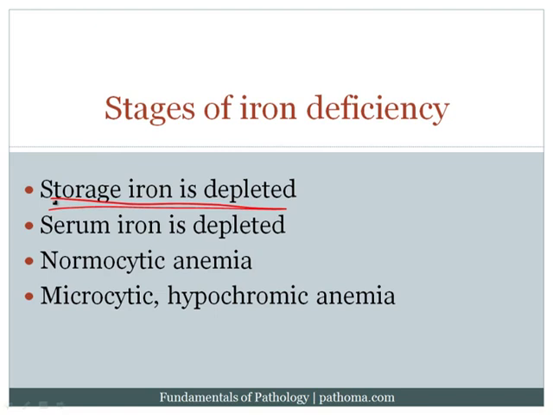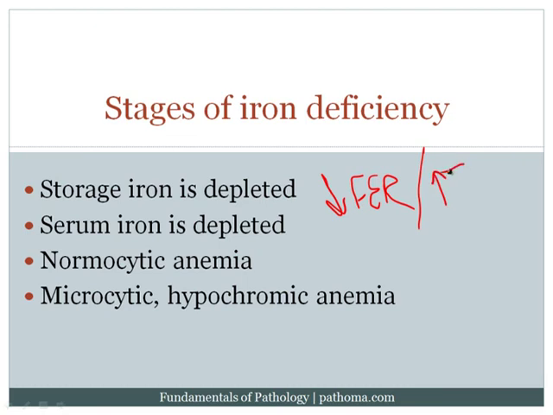Now recall, what is the measure of storage iron? Ferritin. Ferritin tells you how much iron is stored in the body. Now, when the storage iron is depleted, what is going to happen to the serum ferritin? Then the serum ferritin is going to go down, correct? Because the storage iron is being consumed. And as the serum ferritin goes down, one of the other things to bear in mind is that always opposite of what ferritin does is TIBC. So whenever the ferritin goes down, the total iron binding capacity is going to go up.